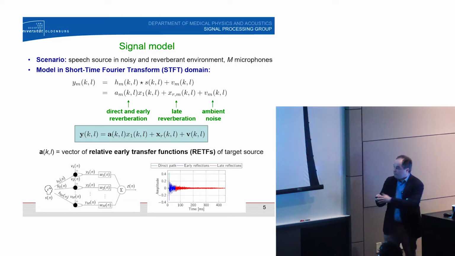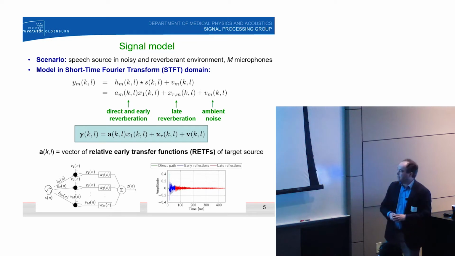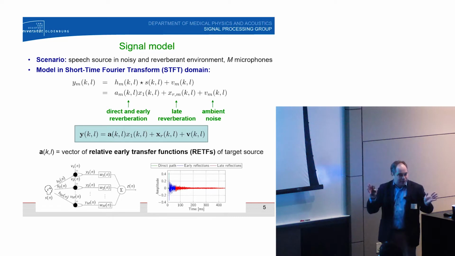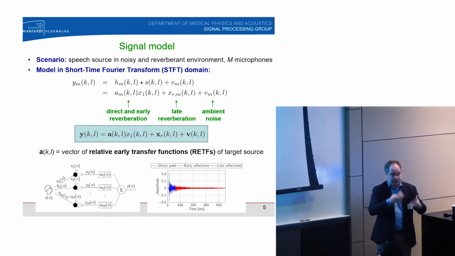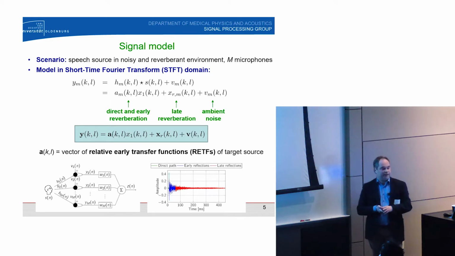And this vector A, I already said it's a steering vector. We would typically call it a vector of relative early transfer functions. For people who have never heard about this, you can just think of this as a steering vector, and in an anechoic environment, it's just determined by the direction of arrival. In a reverberant environment, there are also early reflections that play a role in this vector.